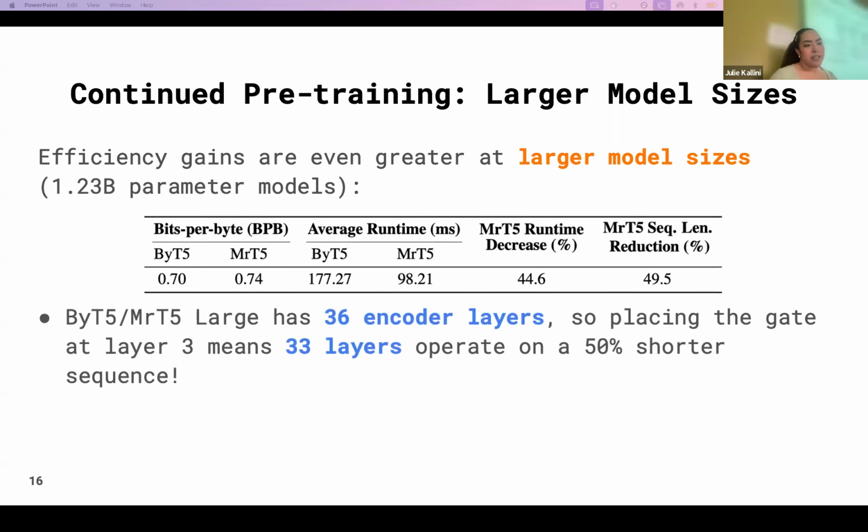And this largely has to do with the fact that we placed the gate, again, just at layer 3, but when you have an encoder that has 36 layers, only processing the whole sequence in 3 layers, and then operating on a 50% shorter sequence for 33 layers results in a much bigger gain in inference runtime. So this just means that as we scale things up, the efficiency gains could be even greater.